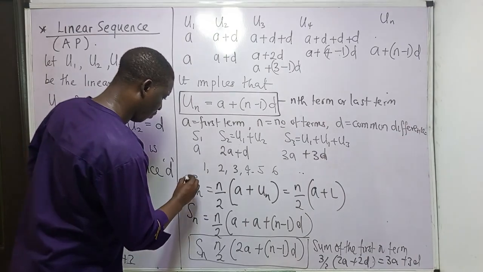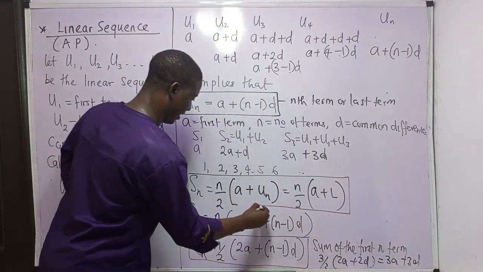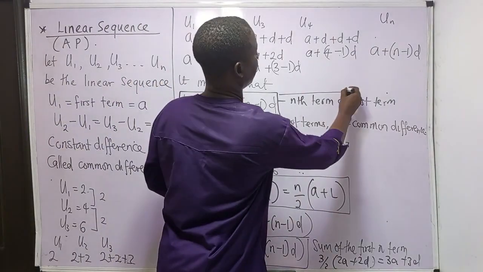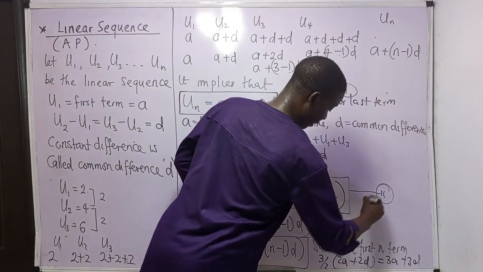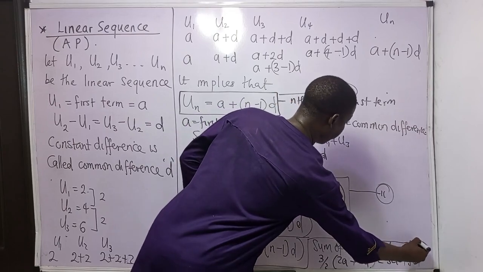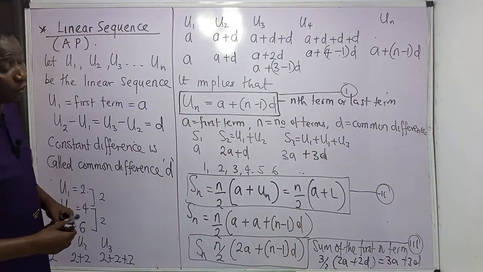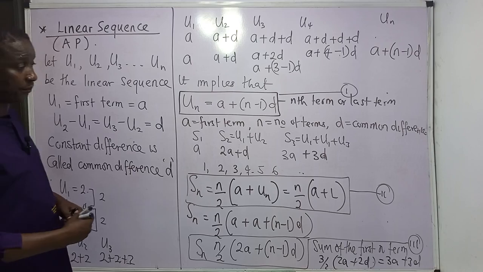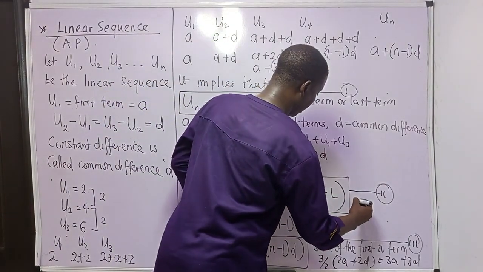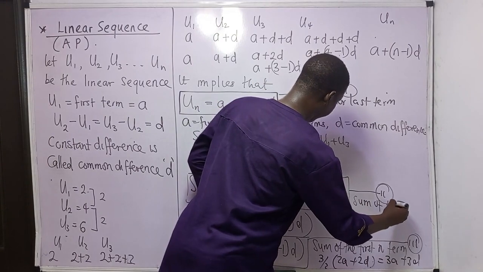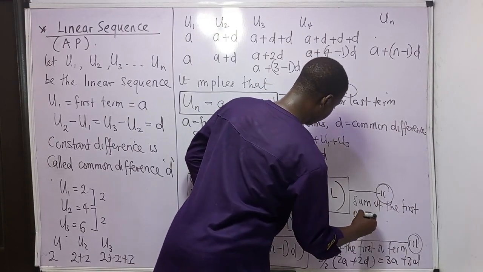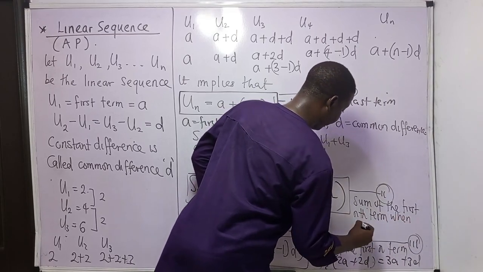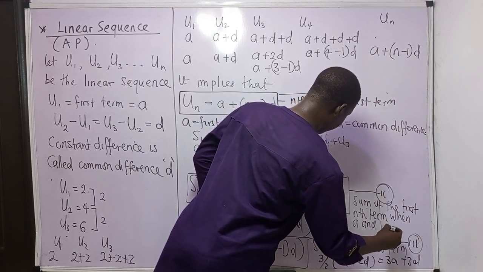We can also use this formula if you are given the first and the last term. That formula will also work. Take note of that: this number 2 formula, then this number 3 formula. You have to put them in your head. Very important. You take that formula seriously. It is very, very important. The sum of the first n terms, this one is used when the first and last terms are given.